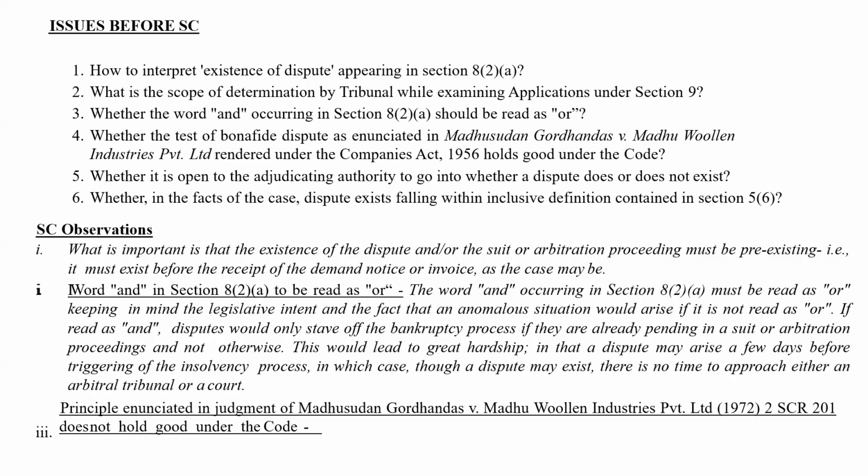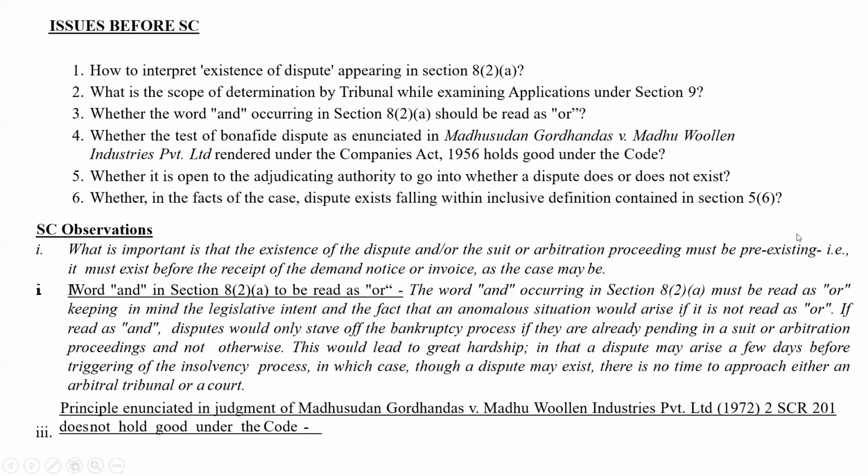What does it say? 8.2A says, existence of a dispute, if any, or record of the pendency of the suit or arbitration proceedings filed before the receipt of such notice or invoice in relation to such dispute. So now they said the word "and" occurring in Section 8.2A must be read as "or". Actually, earlier, prior to 2018, the word was "and", but now it has been replaced by the word "or". So this was the case before that.